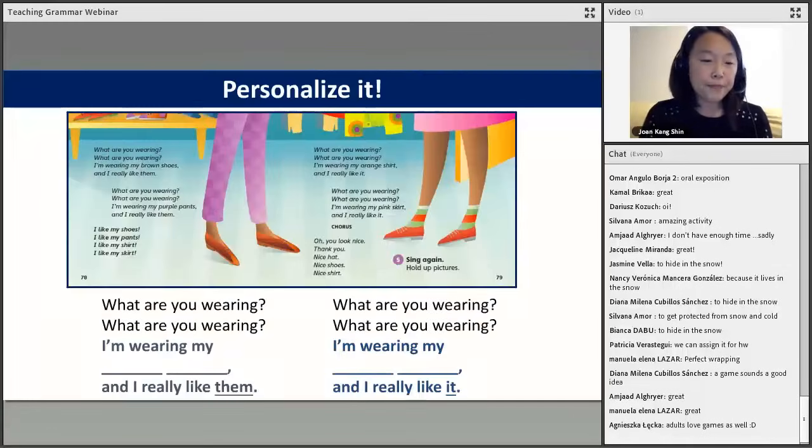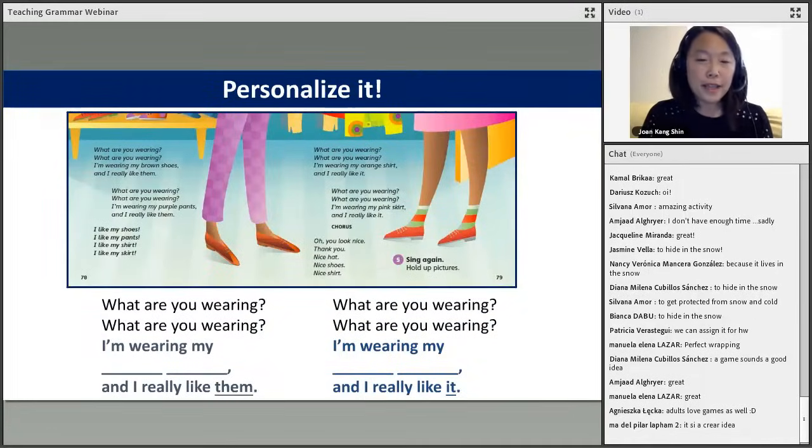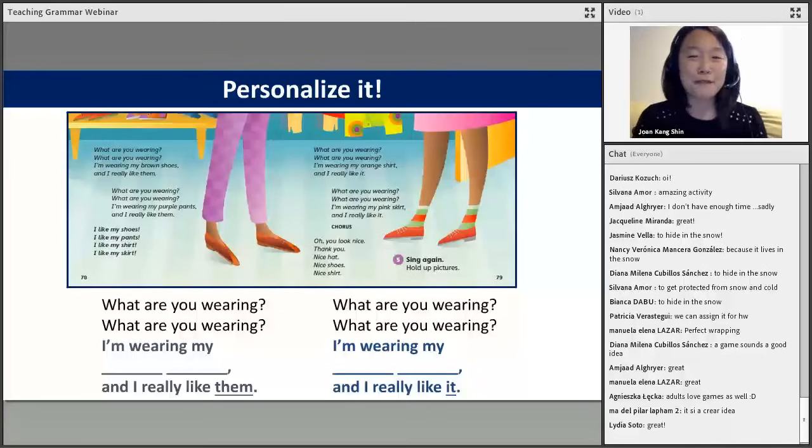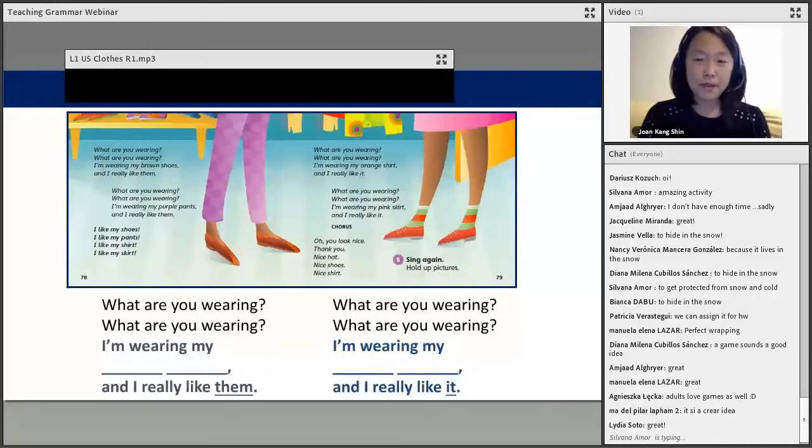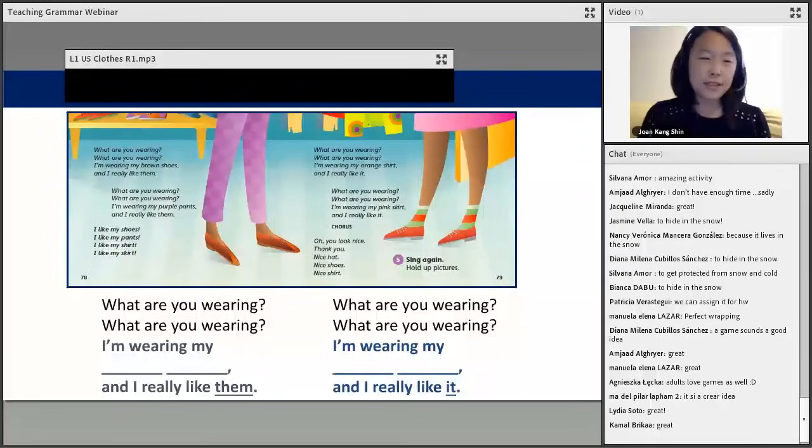All right, so first, let's try to play this next song, and I'm only going to play the first verse. So, Emily, if you can help me out with the song.